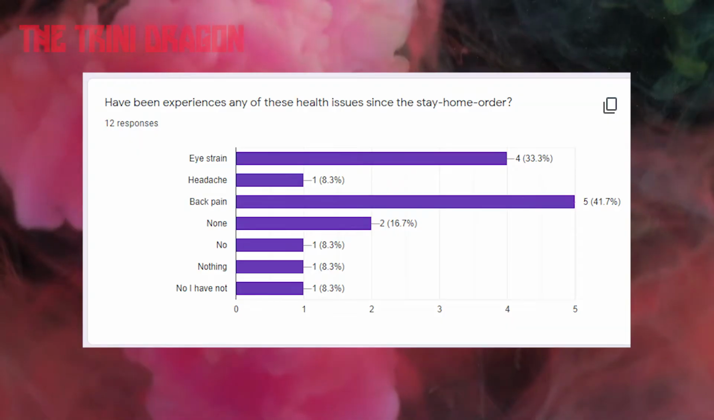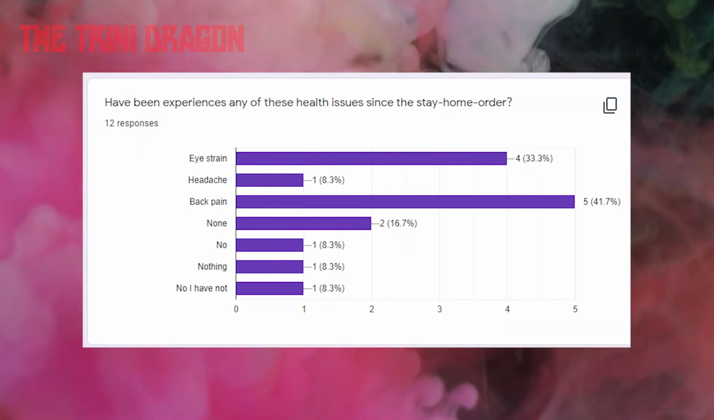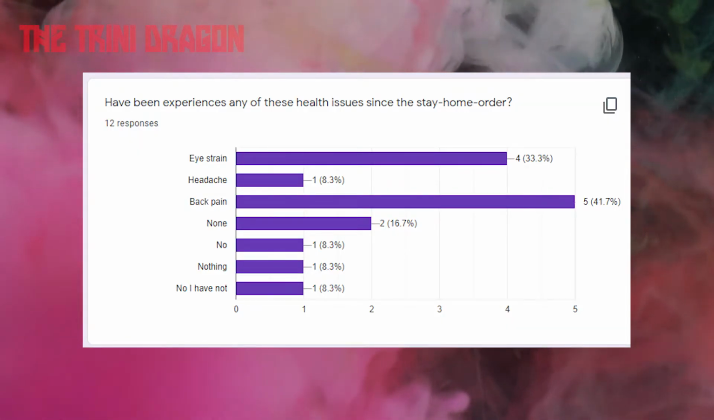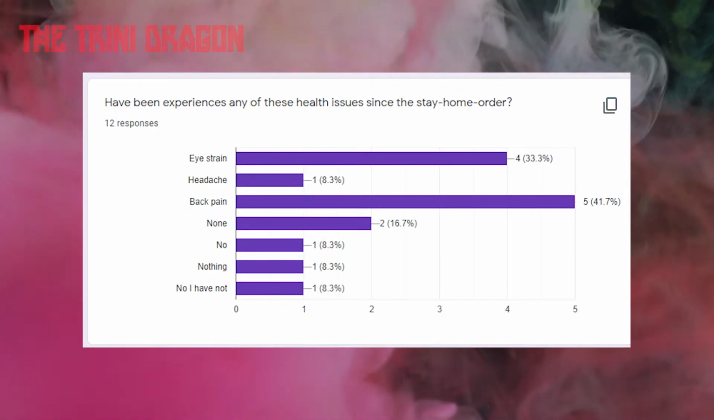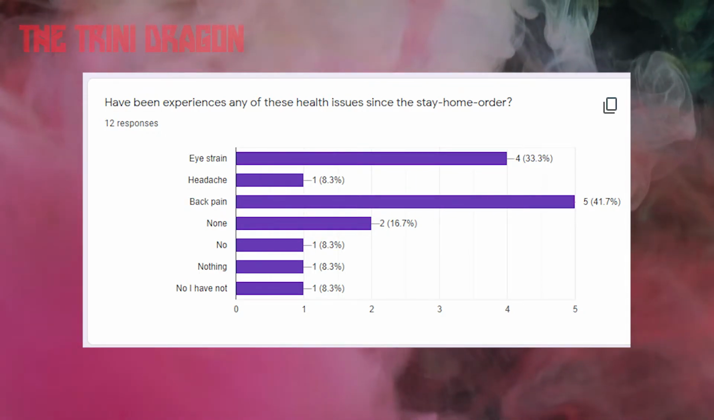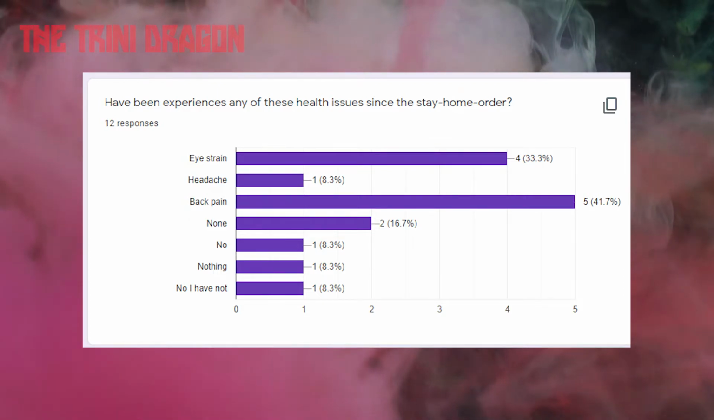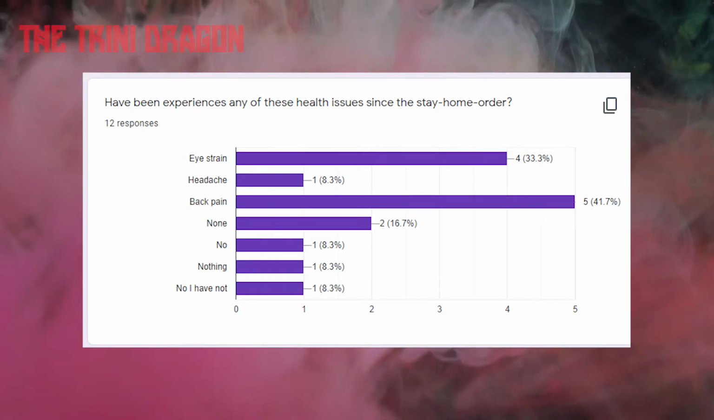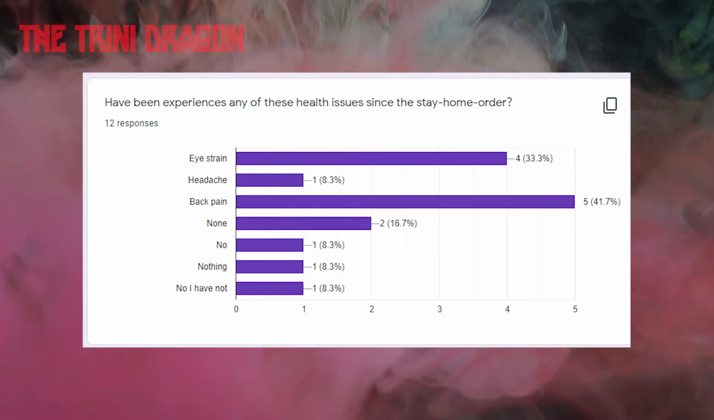For the health issues, 33.3% said they had eye strain, 8.3% said they had headache, 41.7% said they had back pain, and 16.7% said they had none. This means that the majority has back pain.